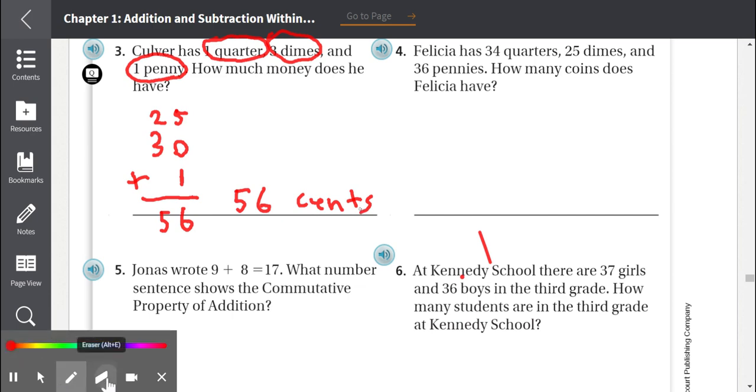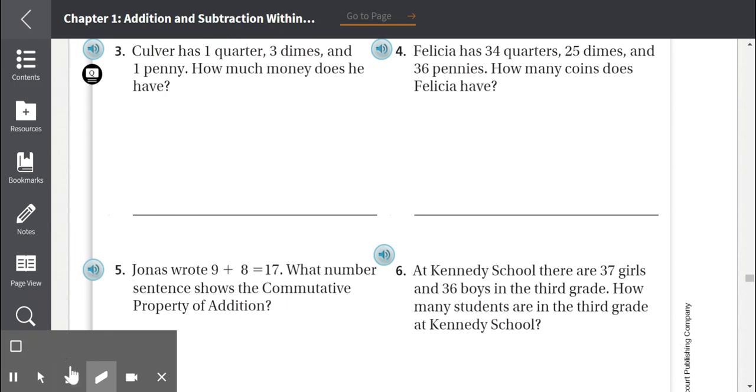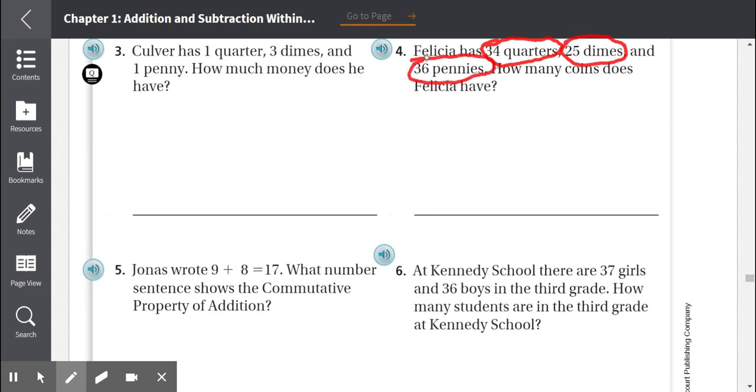Number 4. Felicia has 34 quarters, 25 dimes, and 36 pennies. How many coins does Felicia have? So it was 34 quarters, 25 dimes, and 36 pennies. How many coins does Felicia have? So we know how many means to add. So we know we're going to be adding because of the keyword how many.